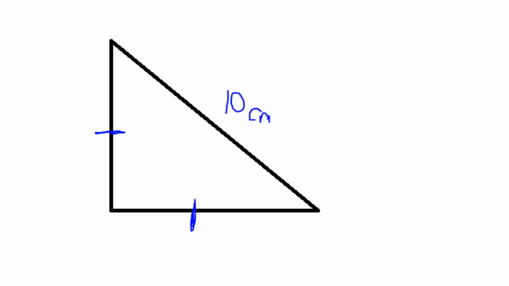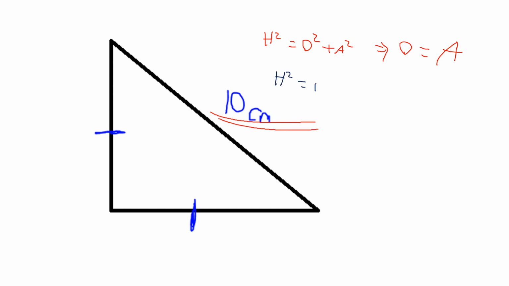But what about if it's done in reverse? We're given what the hypotenuse is, but we're not given anything else. How are we going to do it in this case? Well, remember what we said before, that h squared is equal to opposite squared plus adjacent squared. But in this case, the opposite is equal to the adjacent. So therefore, we can say that h squared is equal to opposite squared plus opposite squared. You could say adjacent squared plus adjacent squared, which is the same as 2 opposite squared.